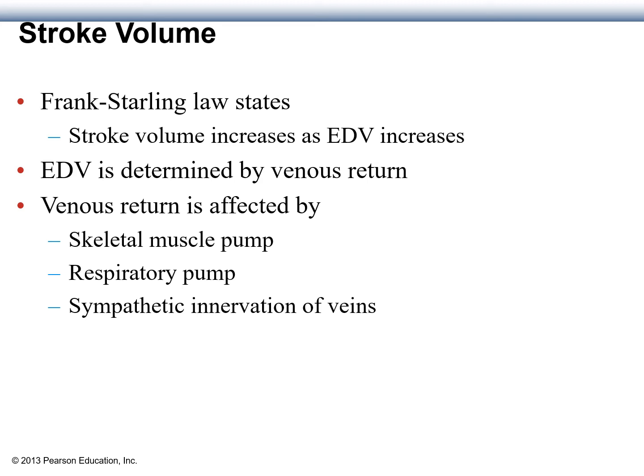How do we actually increase end diastolic volume, or the amount of blood in the ventricle at the end of relaxation? Well, we do that through venous return. Venous return is about bringing blood back to the heart, eventually through the vena cava and the right atrium. Venous return is affected by three main variables. The first is the skeletal muscle pump.